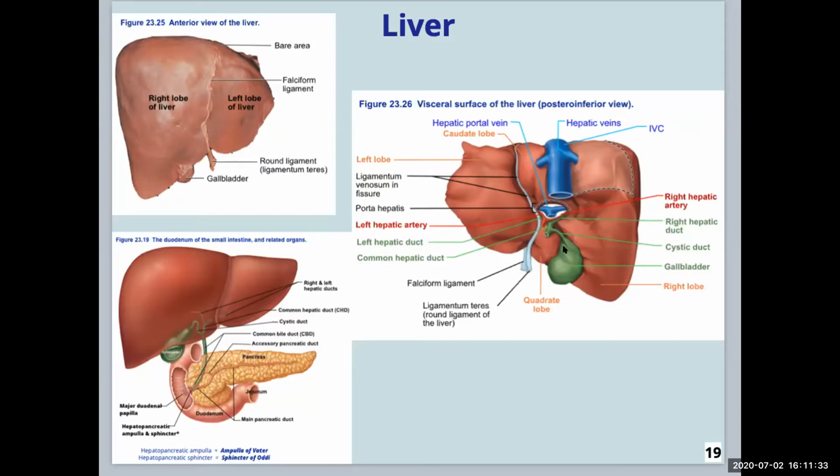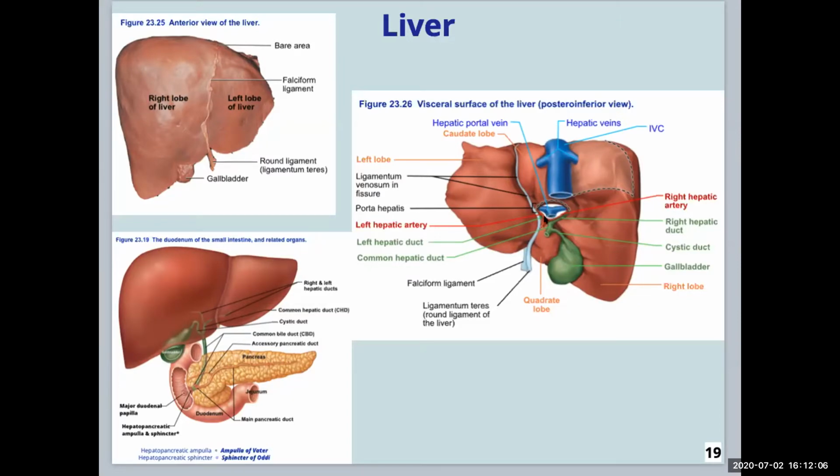Most of the blood vessels that enter or leave the liver do that through the porta hepatis, which is this region. Other structures you find on the visceral surface of your liver include the inferior vena cava, the hepatic veins, not to be confused with the hepatic portal vein. Hepatic portal vein is also known as the portal vein.